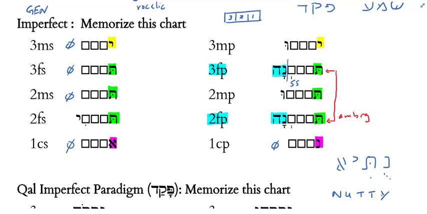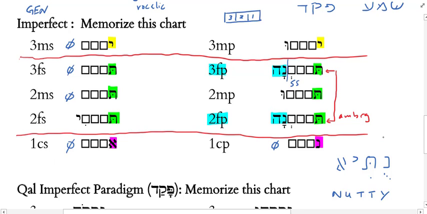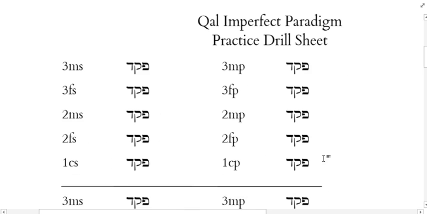And if you notice again, we could draw a line here to illustrate the pattern. The first line, prefix Yods. The bottom line, prefix Aleph, prefix Nun. In between, Tav, Tav, Tav. Okay? So if I were to give you a little drill sheet and say, hey, why don't you practice writing the prefixes? You could do that right now, couldn't you? What would be the prefix with the 3MS and 3MP forms? You've already forgotten. It'd be Yod, Yod, right?